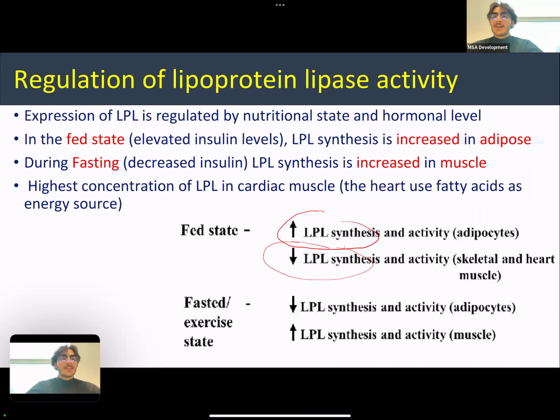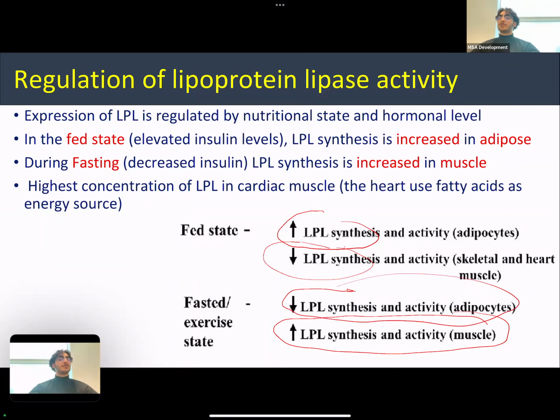However, when we're exercising or fasting, the muscles then rely mostly on triglycerides and fatty acids as their main source of fuel. That's why you have increased LPL synthesis in the muscle and decreased LPL synthesis in the adipocytes, because all of these triglycerides would then be redirected towards the muscle. So we would no longer need to store all of these triglycerides in the adipose tissue.